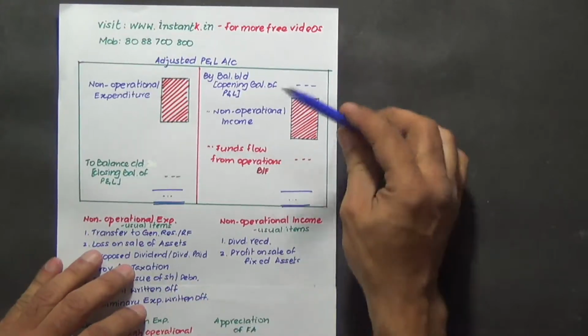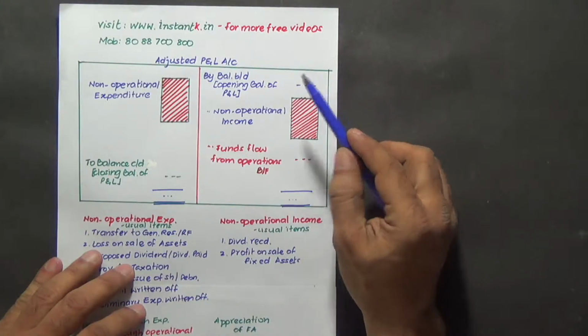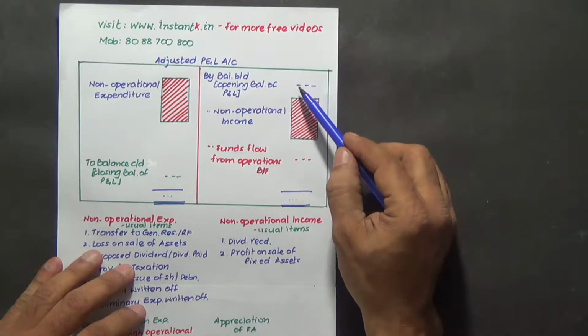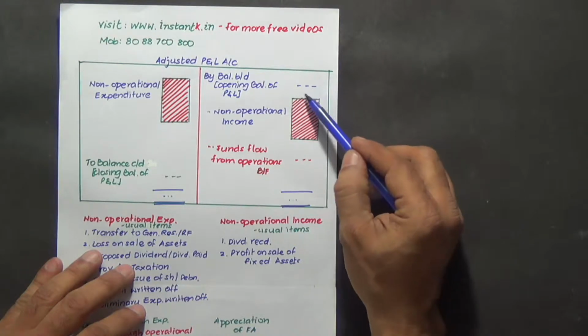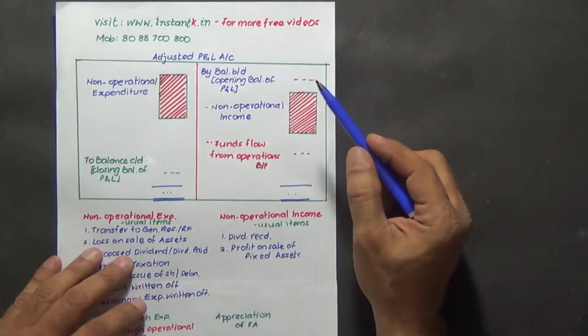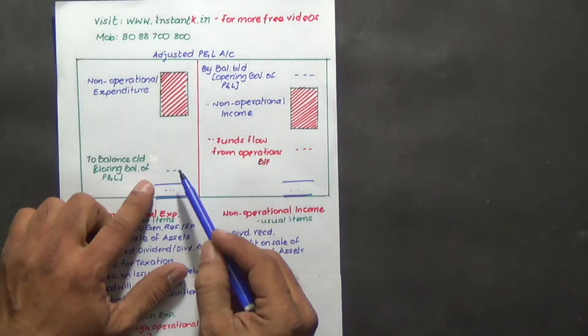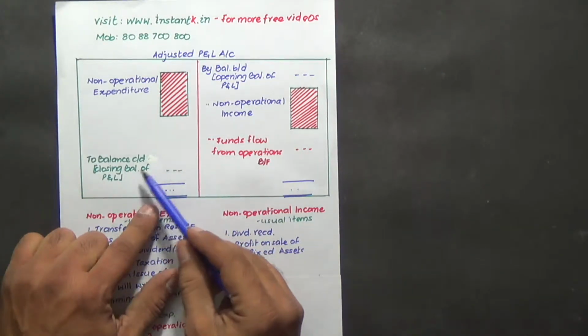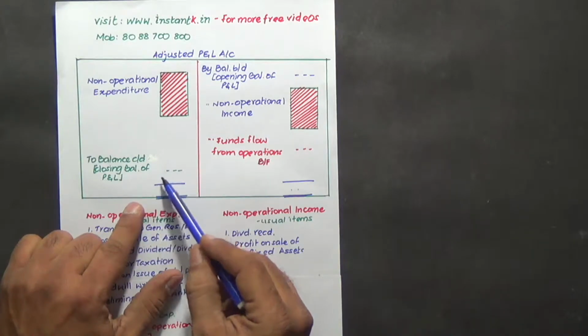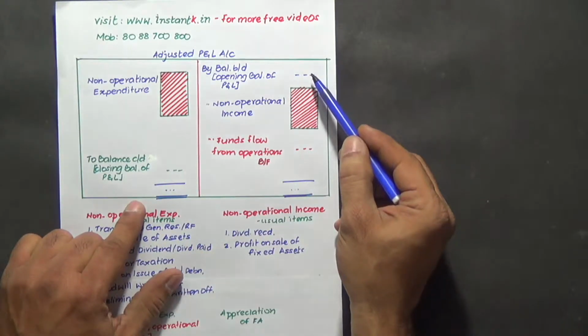Here it always starts off with the opening balance. The opening balance of P&L always shows a credit balance, so it is taken on the credit side, and the closing balance of P&L always comes on the debit part of it. So it is here: balance carried down, closing balance of P&L. This is the opening that will be given in the problem.